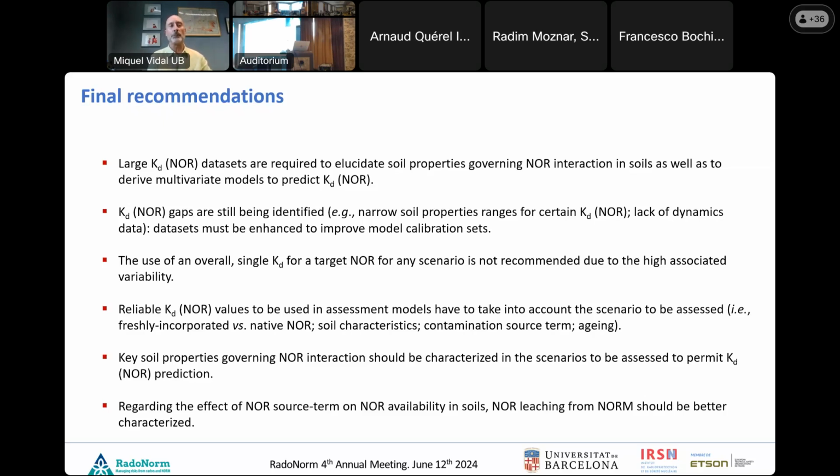Sometimes we observe that the soil property ranges are still narrow, or there are still some data missing, for instance, for organic soils. So again, efforts should be made to enhance data sets in order to improve model calibration sets.